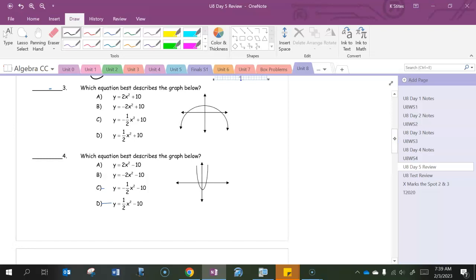Which equation best describes the graph below? All right, again, I'm noticing this is opening down. So I'm going to get rid of D and A because both of those have a positive A value. And then this is also a wide parabola. So I know that my A value has to be a fraction between 0 and 1. Like 1/2.